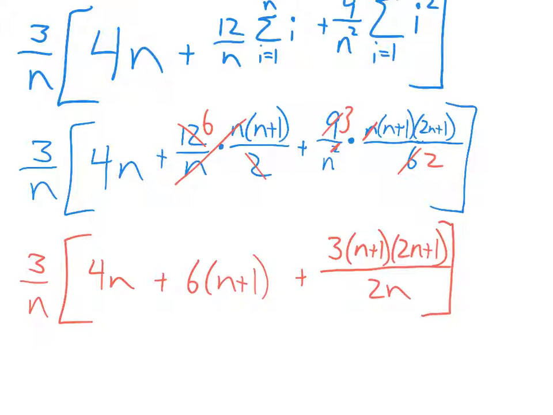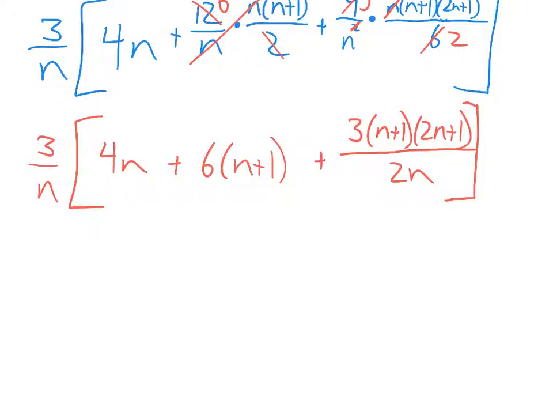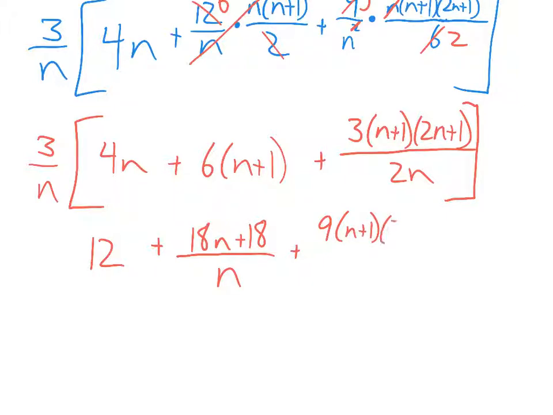We have 3 over n. So now I'm going to distribute this in. We're going to distribute in the 3 over n, and that's going to give me a 12n over n, which is just 12. It's going to give me a plus, and I'll go ahead and distribute the 6 as well. So 18n plus 18 all over n. And then I have a plus 9 times n plus 1 times 2n plus 1 all over 2n squared.